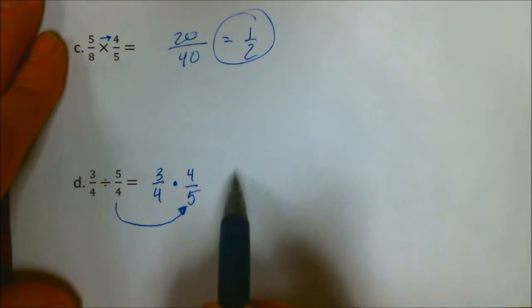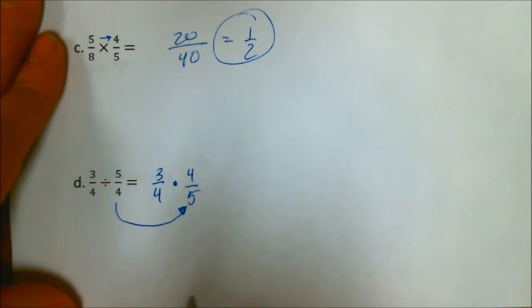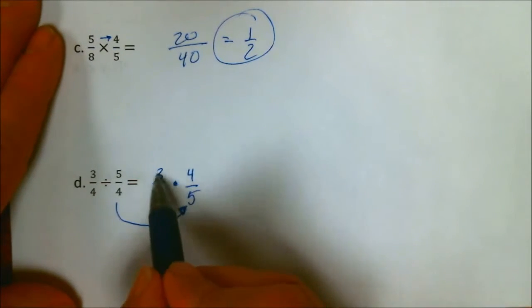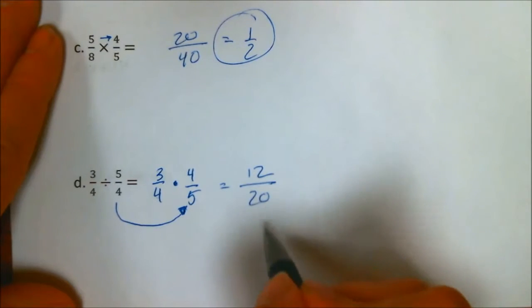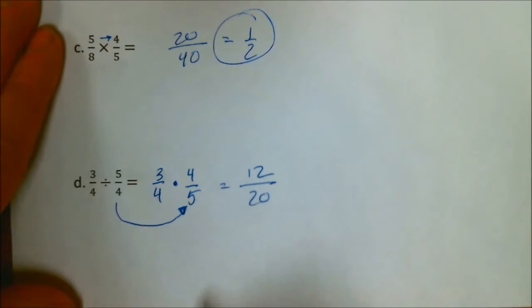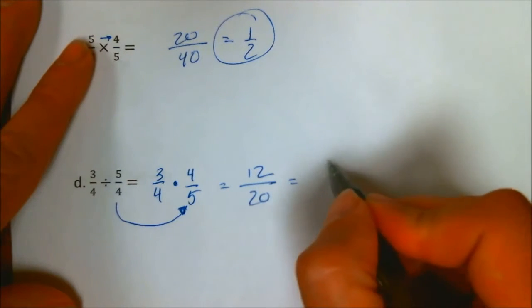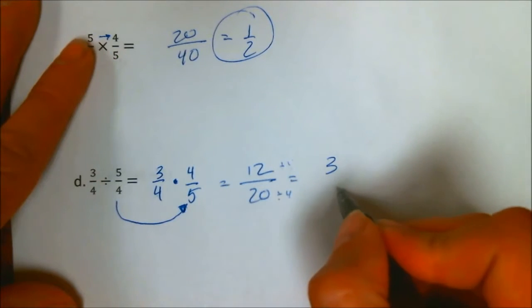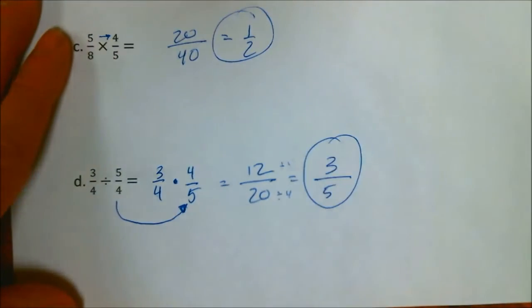Okay? Now, I don't have time to show you why this works, but there are videos on Khan Academy that show you why this works. So, watch them. 3 times 4 is 12. 4 times 5 is 20. And both of those are divisible by 4, and that gives me 12 divided by 4 is 3. 20 divided by 4 is 5, so I'm left with 3/5 as my answer.